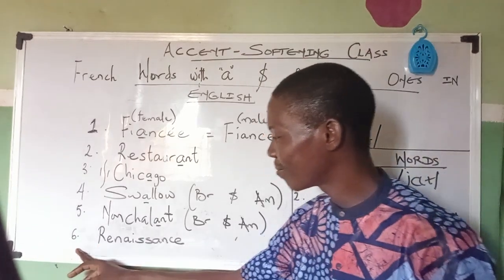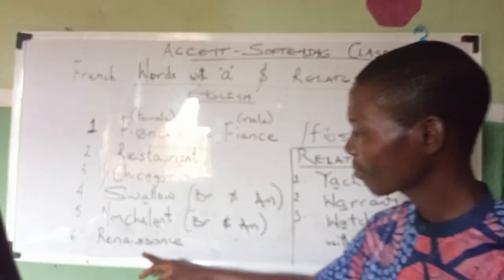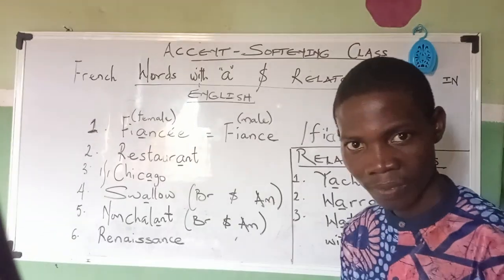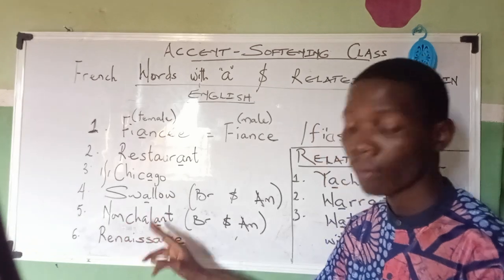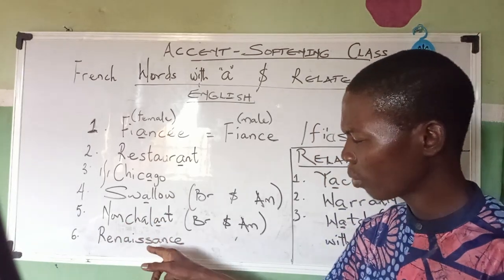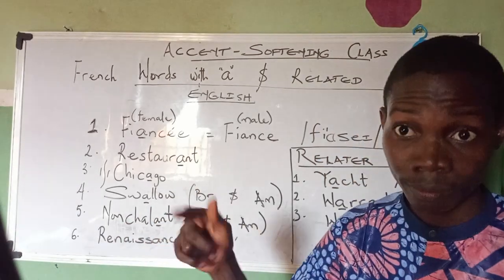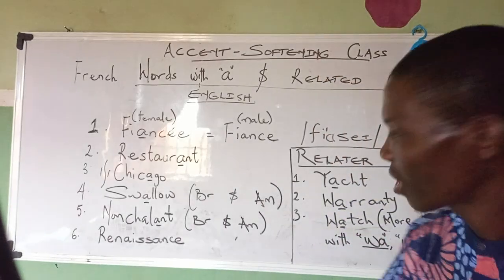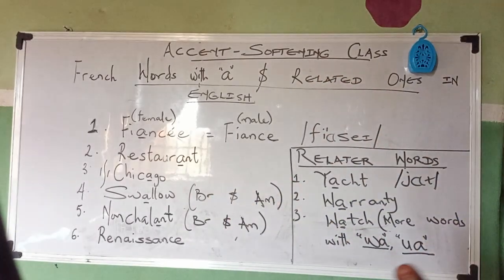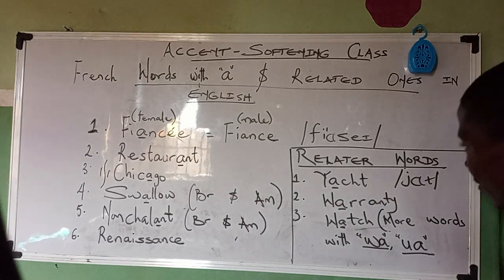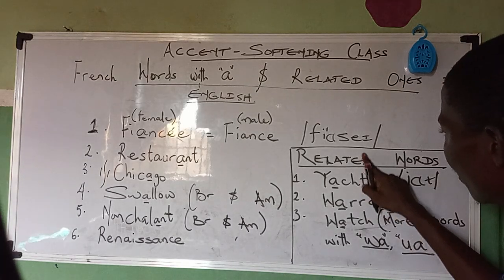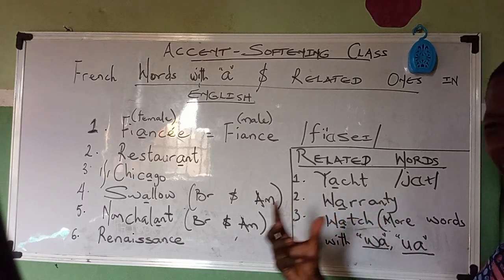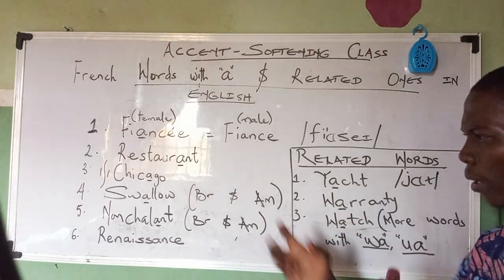Now, the word here is renaissance. If I'm wrong with the pronunciation, I will tell you later in our subsequent lesson. But just keep that in mind, please. Let's dive into the related words. These words share almost the same characteristic with the French words.